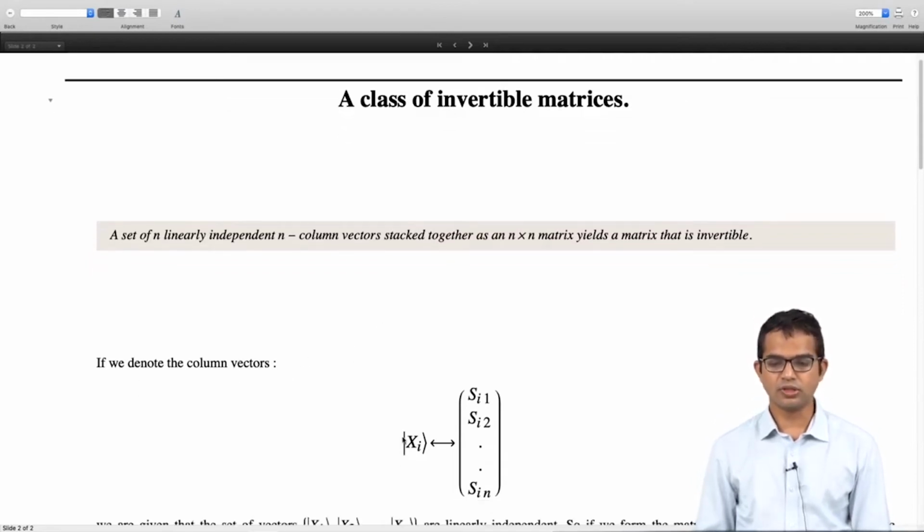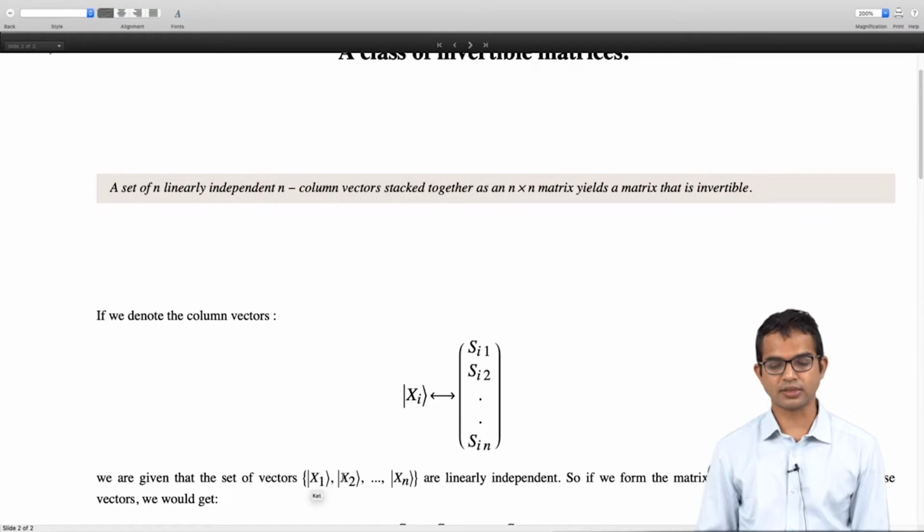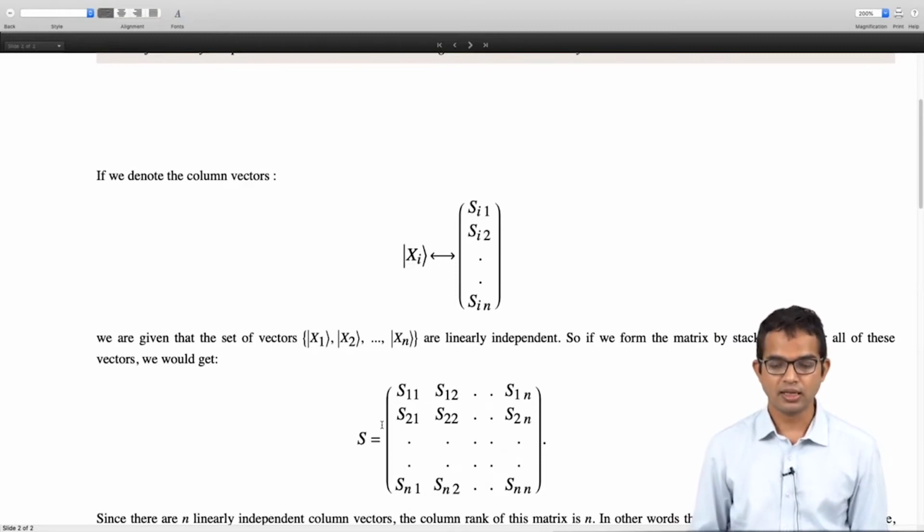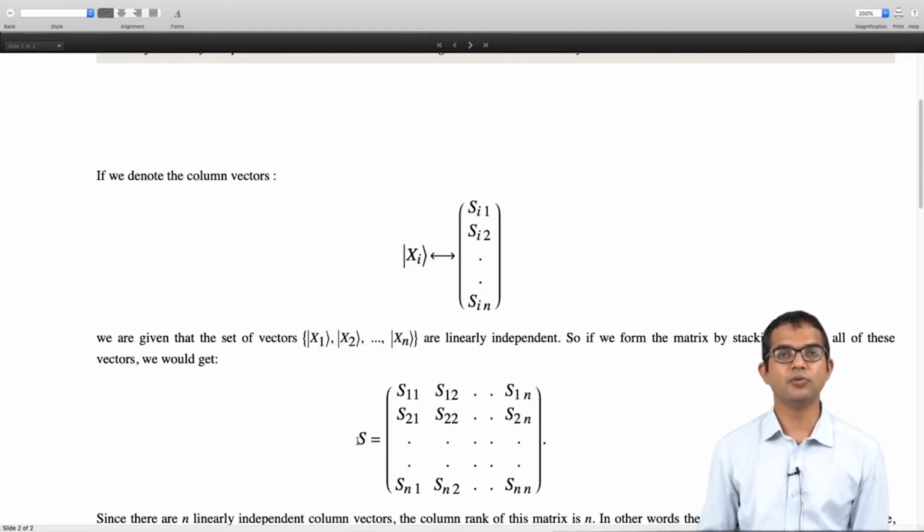So I denote these vectors. I have a vector x1, whose elements I will call s11, s12, and so on up to s1n. In general, the ith vector will be si1, si2, all the way up to sin, right? So we are given these vectors x1, x2, all the way up to xn, and we are given that all of them are linearly independent, and so we form this matrix s11, s12, all the way up to s1n, s21, s22, all the way up to s2n, and so on. Now the assertion is that this matrix S is invertible, right?